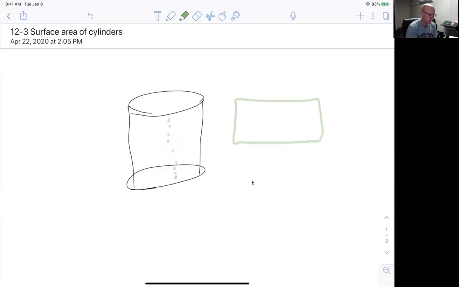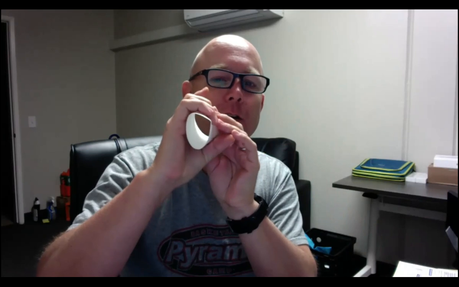Think of that. Take a piece of paper and do something like this. I'll show you. Take a piece of paper, which is like a rectangle, and just make it into a cylinder. How would I find the area of this rectangle? Well, I'm going to do the same thing I've been doing. I'm going to find the lateral surface area by finding the perimeter of the base and multiplying it by the height, which in essence is doing base times height.